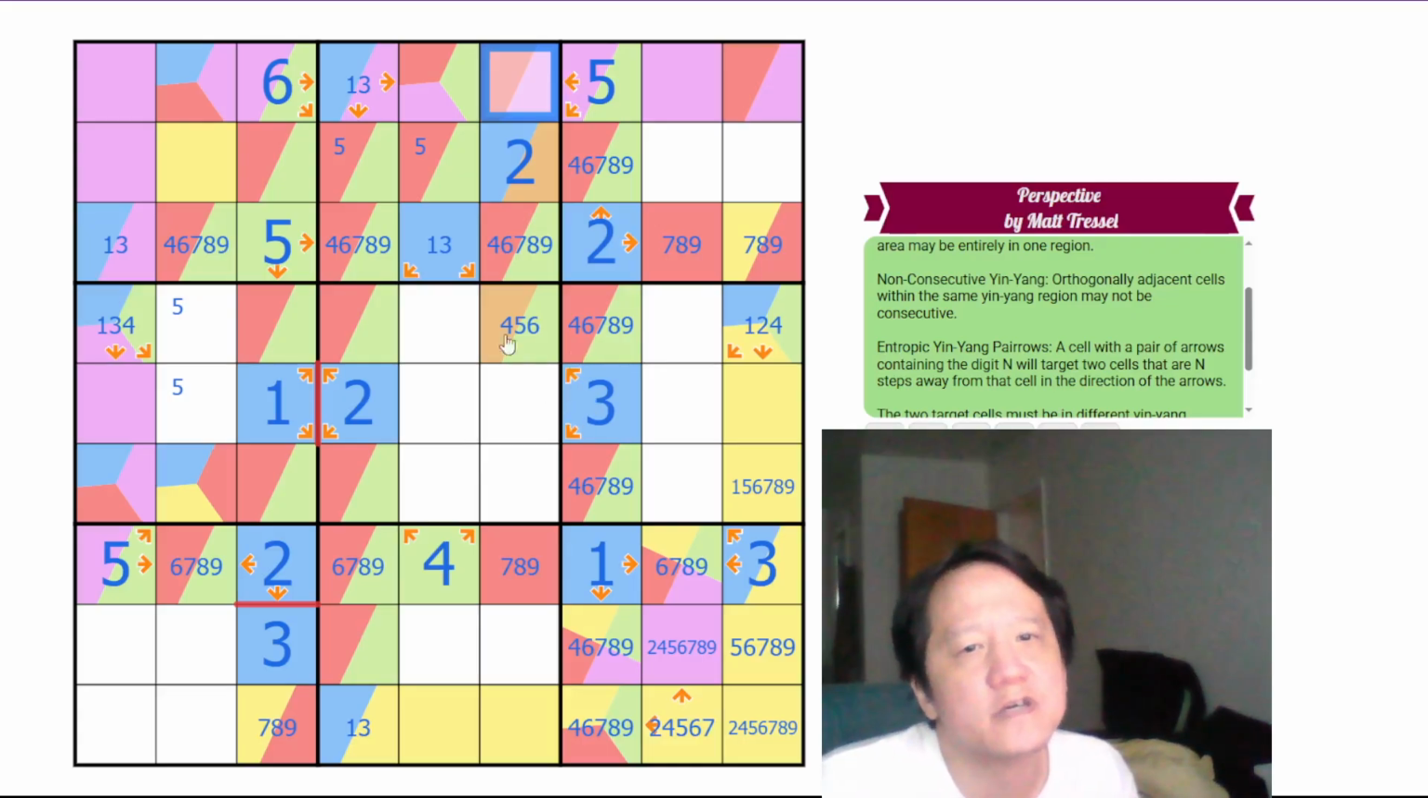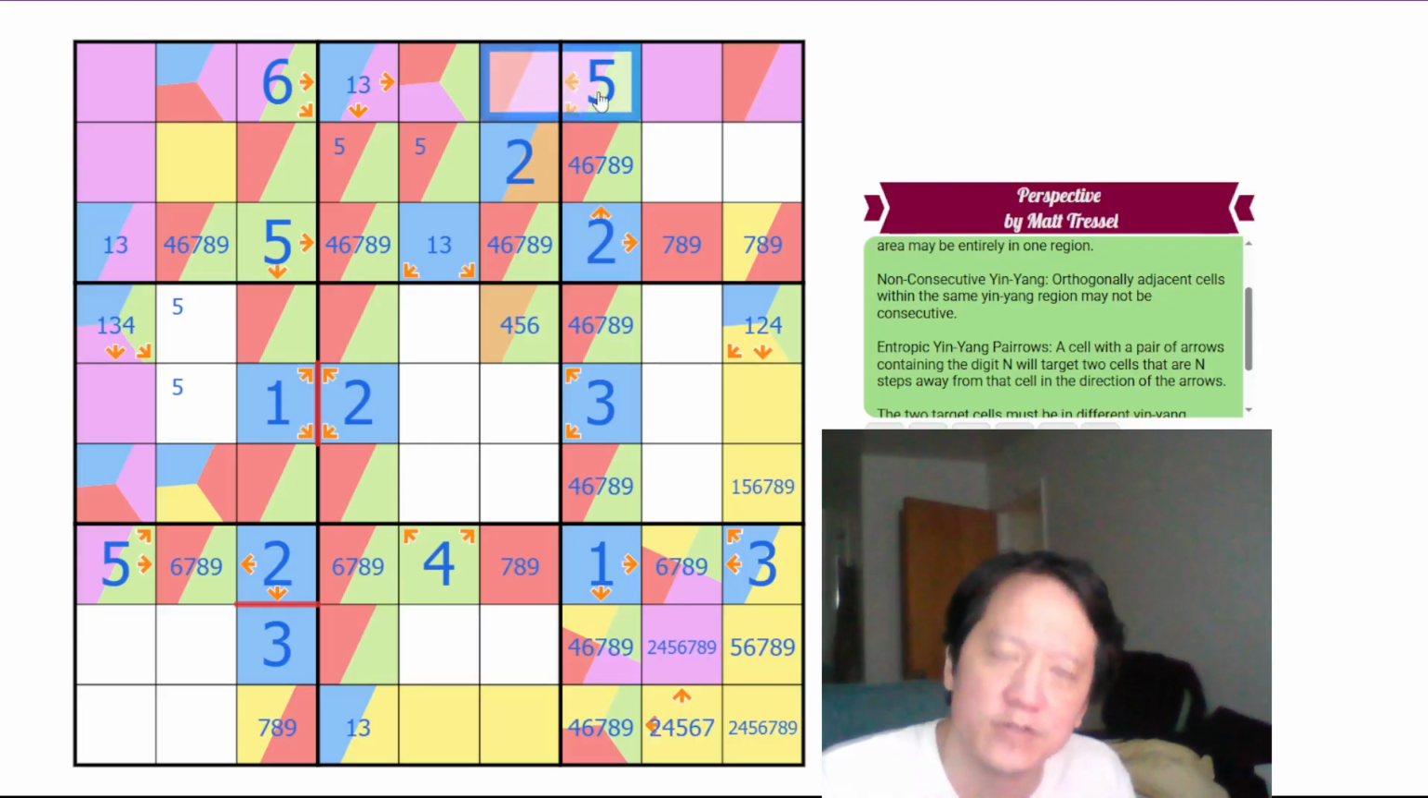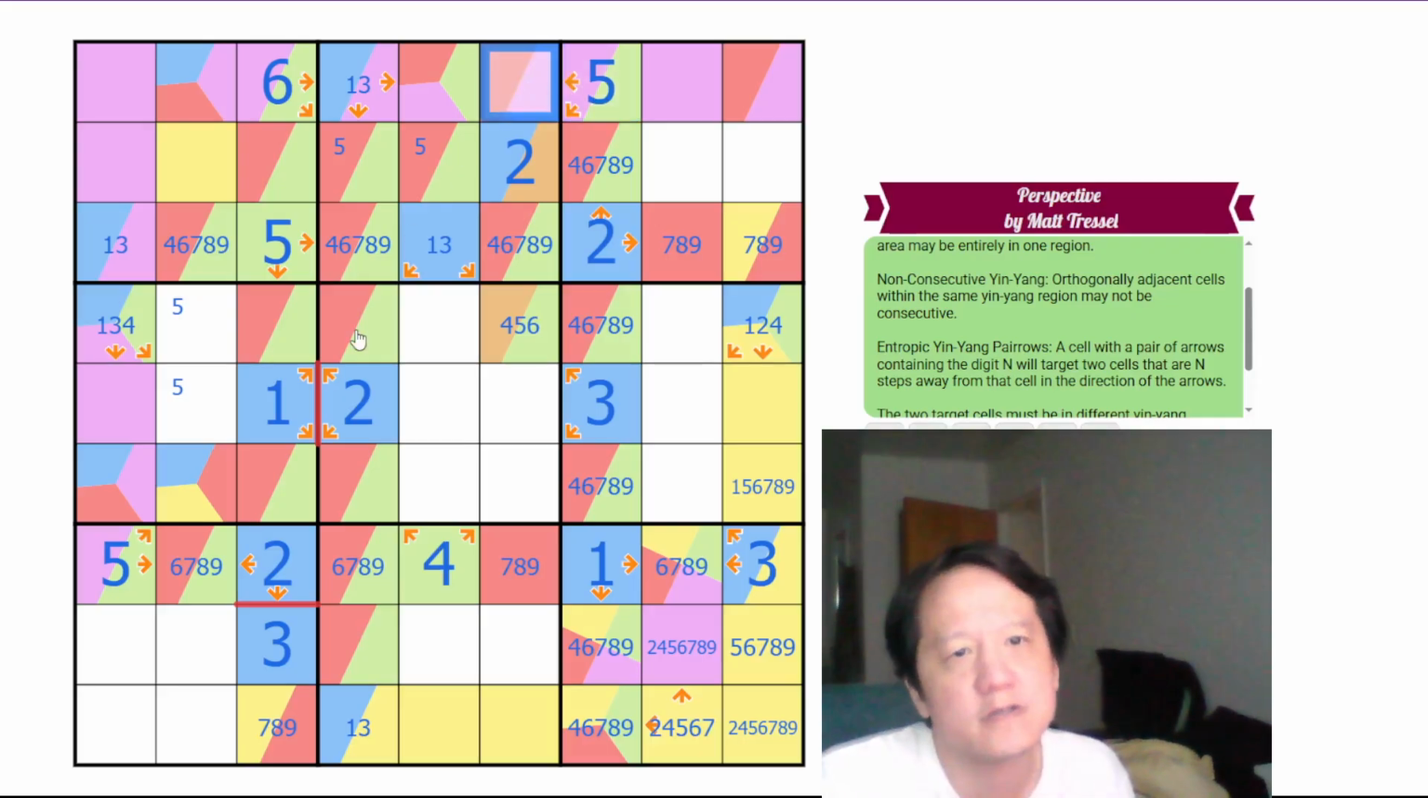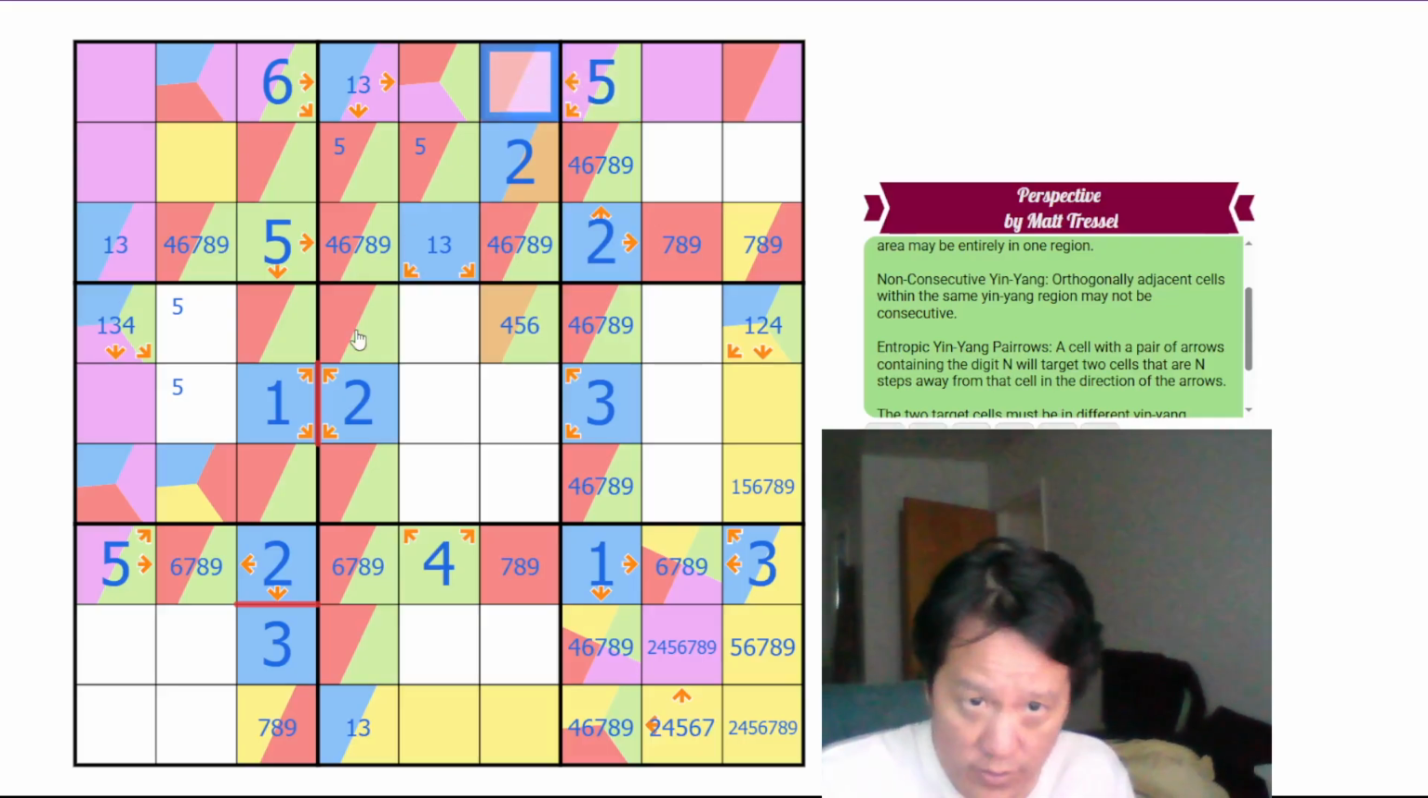Why is that? It had to be high or low. What was pointing to it is the question. Why did that have to be high or low? Why couldn't it? Oh, because it would be consecutive with this. Right. Okay.